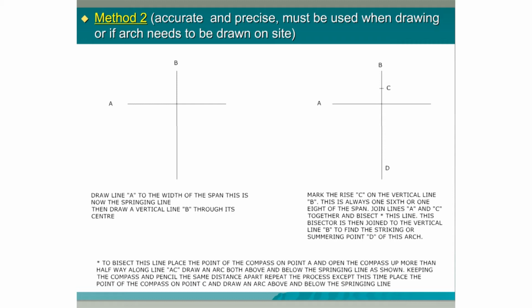Next, join points A and C together and then bisect this line. So holding the point of the compass on point A, extend your compass out and swing an arc up above the line and down below the line. Then you move the point of your compass to point C and swing an arc up above and down below the line. We join these two points together and let the line extend on down until it cuts point B. This gives us our striking point at point D.